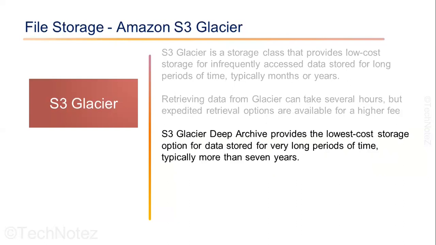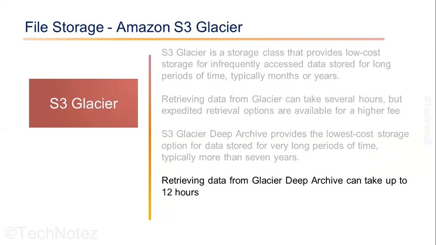Glacier Deep Archive is a storage class that provides the lowest cost storage option for data that is accessed rarely and stored for a long period of time, typically more than 7 years. Retrieving data from Glacier Deep Archive can take up to 12 hours, but it provides the lowest storage cost among all storage classes offered by AWS S3 Glacier.